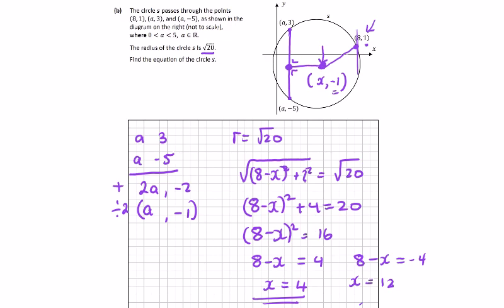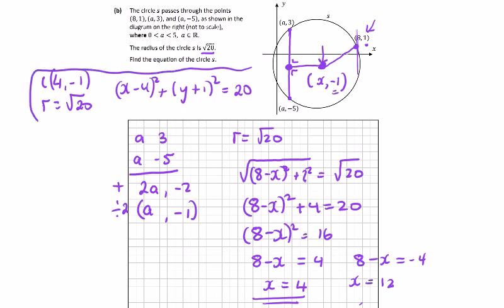So the center of the circle is 4, -1, and the radius is root 20. So we're going to have (x minus 4) squared plus (y plus 1) squared is equal to root 20 squared, which is 20. So again, a nice easy circle question for you guys in 2023.